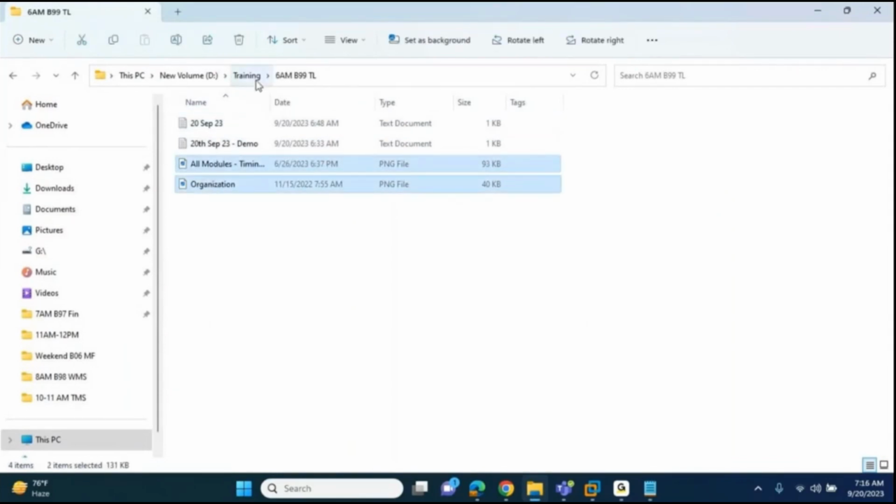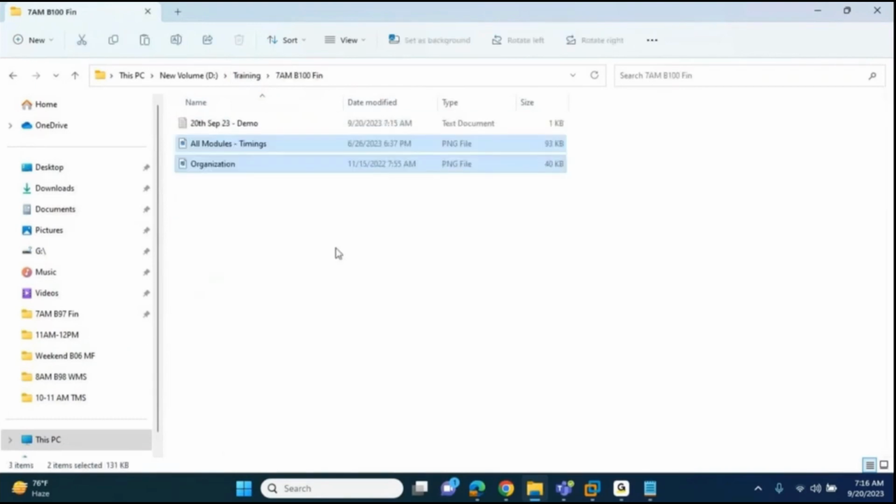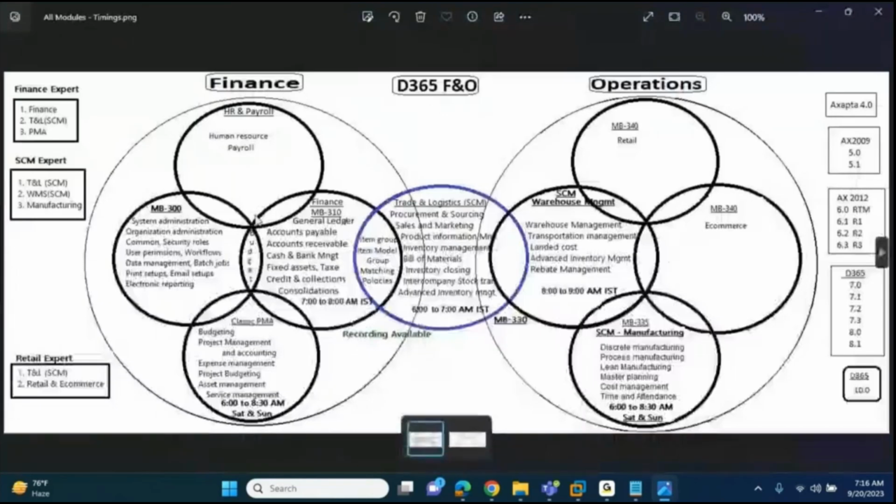Okay? So the modules, let me show you here. In finance, you are going to learn general ledger, accounts payable, accounts receivable, cash and bank, fixed assets, taxes, credit and collections, and consolidation and budgeting. All these modules you are going to learn. Along with this, a few topics related to trade and logistics you also need to learn. Some topics I need to teach you both.